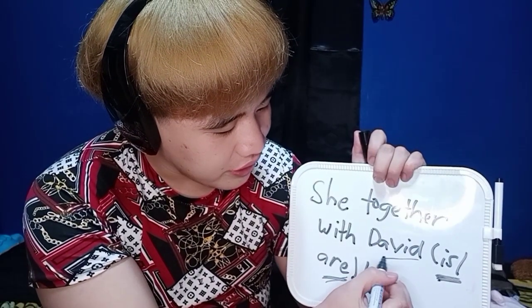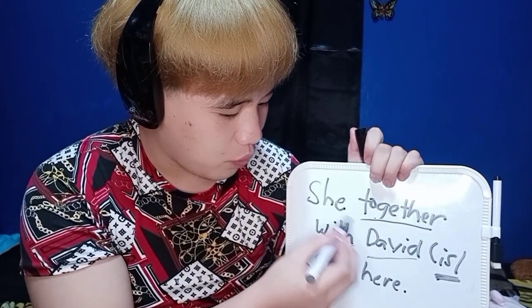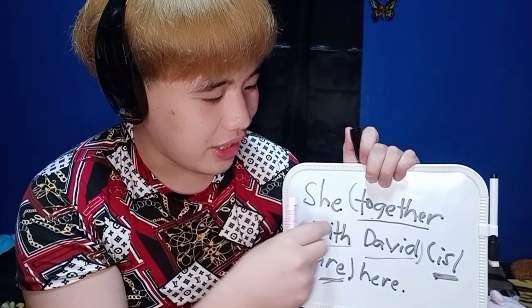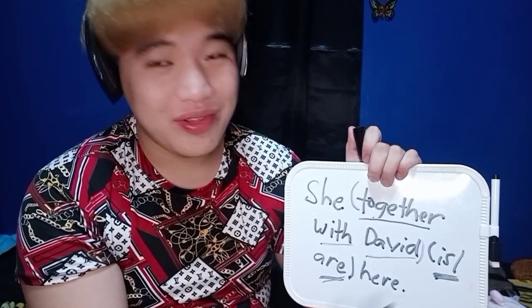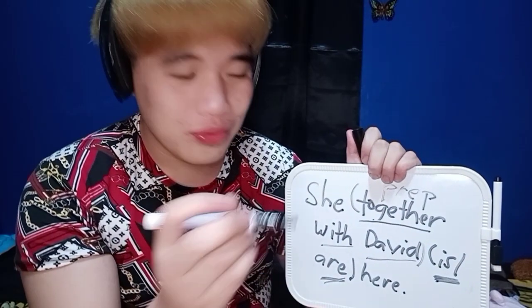Okay, so first of all, David is a noun. It's correct. However, together with, or just with, is actually a preposition. Therefore, David is not the subject in the sentence because it is connected with together with, which is a preposition. So it became a prepositional phrase already. So the only subject in the sentence is she. So the sentence goes, she together with David is here. As simple as that.